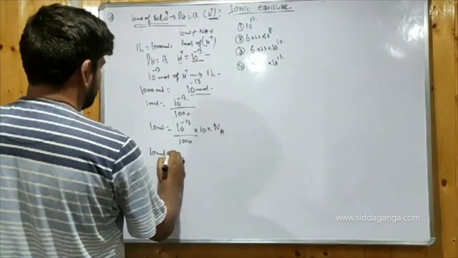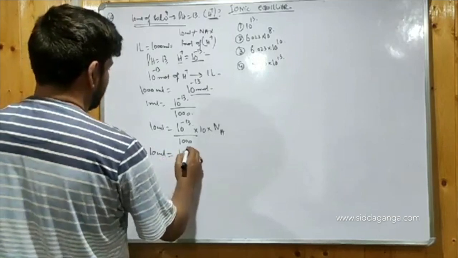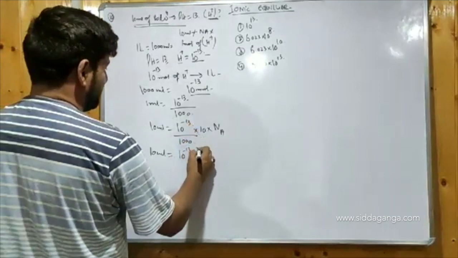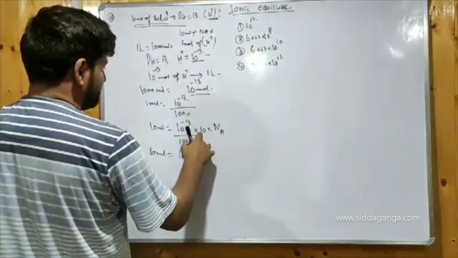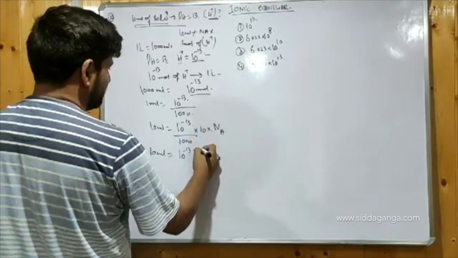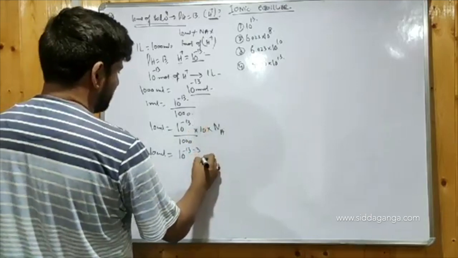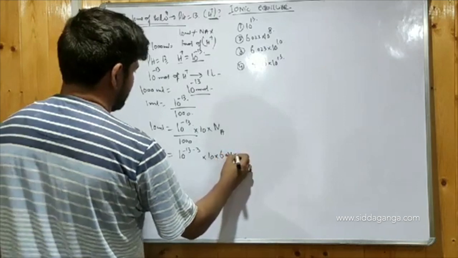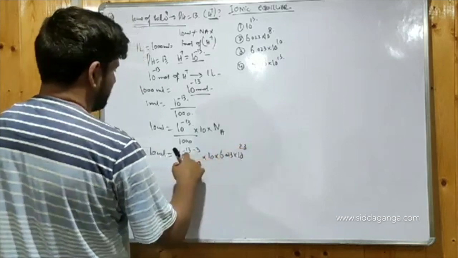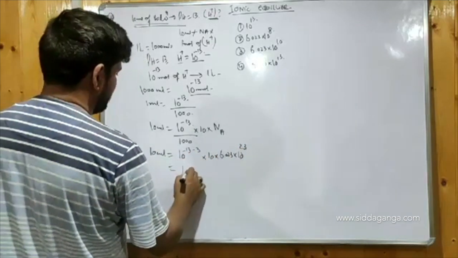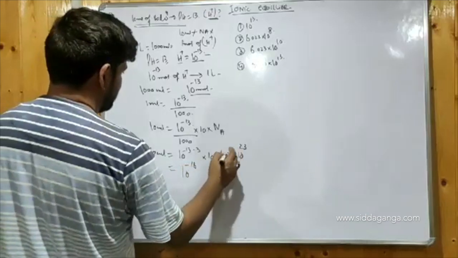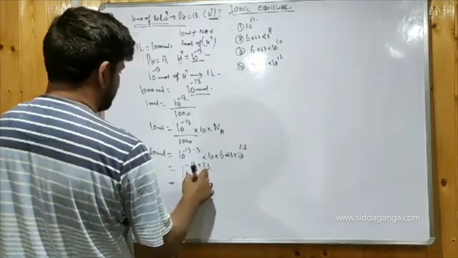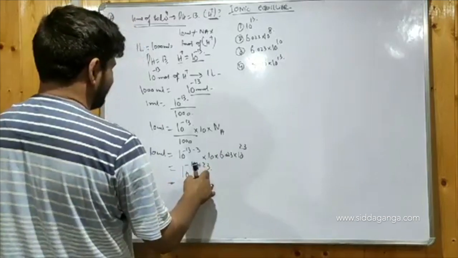So 10 ml will contain 10 to the power minus 13. It will be 10 to the power 3 below, and above it will be minus 3. It is 10 to the power 1. Yes or no? So we'll write down into 10 into 6.023 into 10 to the power 23. Minus 13 minus 3 will be 10 to the power minus 16. It is plus 23. So the order will be 16 plus 10, 26.